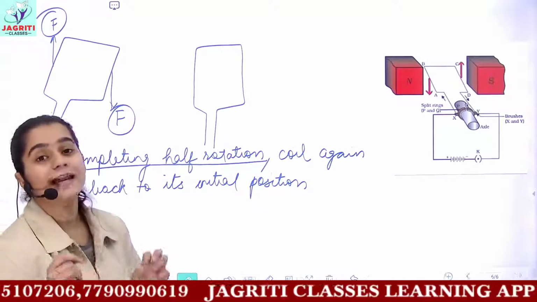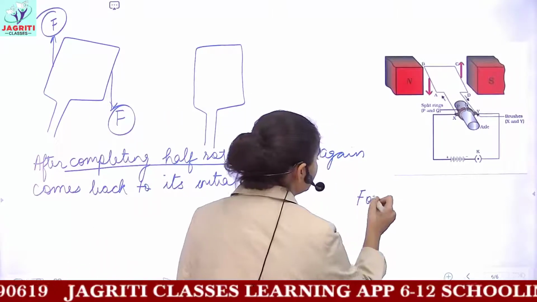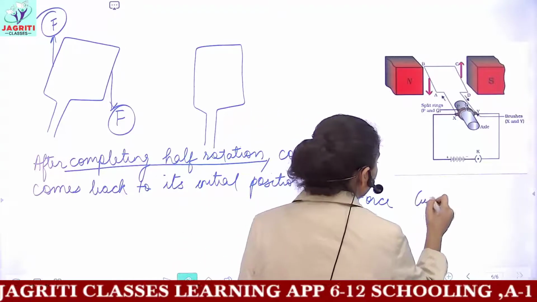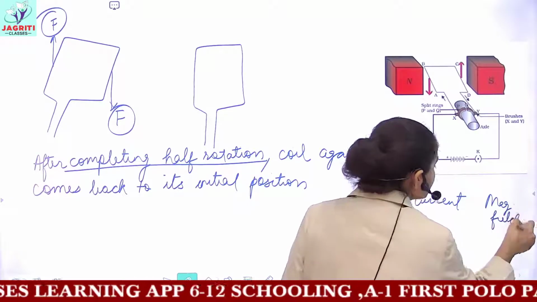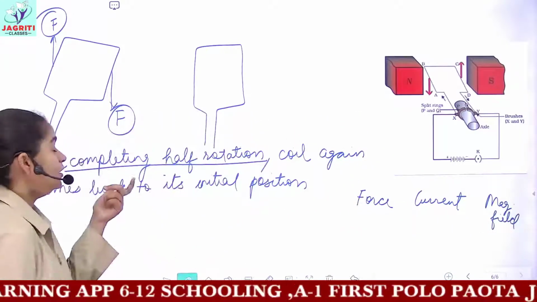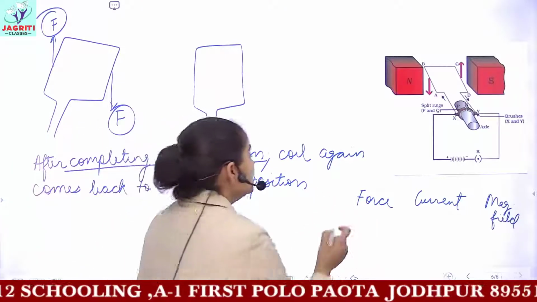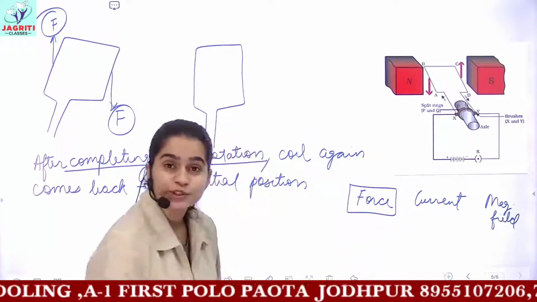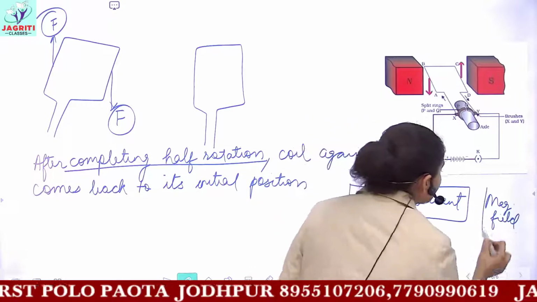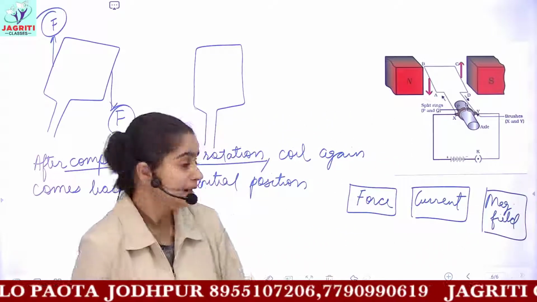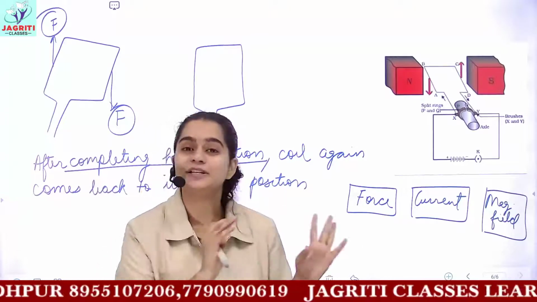To change the direction of force, you have two conditions. Using Fleming's left-hand rule, we have three parameters: force, current, and magnetic field. So I want that direction of force should be reversed, or it should be changed. If I need to change the direction of force, what do I need? I can either change the direction of current or I can change the direction of magnetic field. If I reverse the direction of current, then the force will also get reversed according to Fleming's left-hand rule.